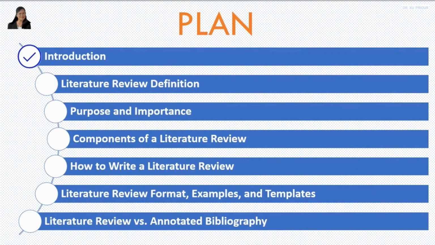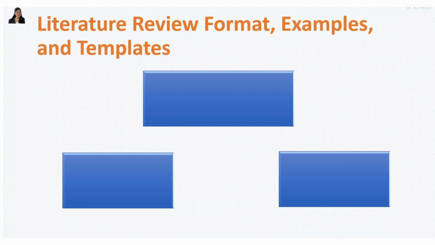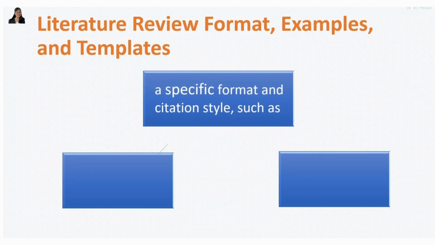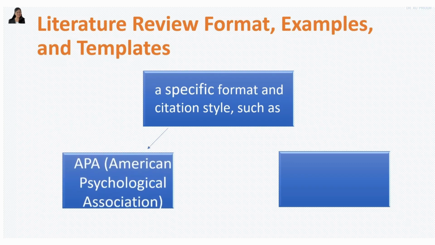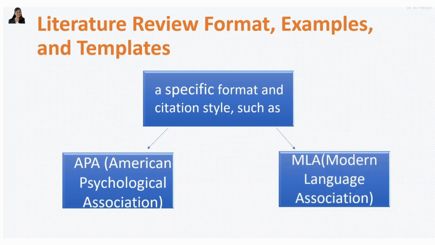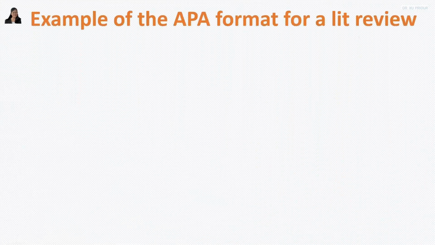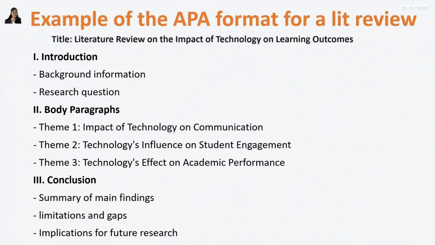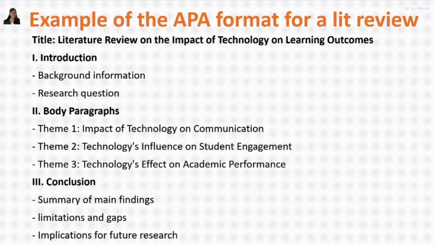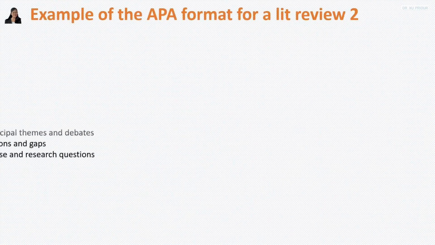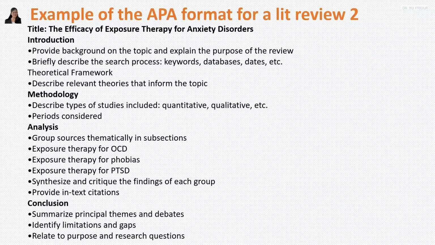Once we have an overview of a literature review and a good grasp of the steps of writing a literature review, let me move on to show you the literature review format. I'll also show you 2 examples and templates. A literature review follows a specific format and citation style, such as APA, American Psychological Association, or MLA, Modern Language Association. Here is an example of the APA format for a literature review. Here is another example of the basic APA format for a literature review.